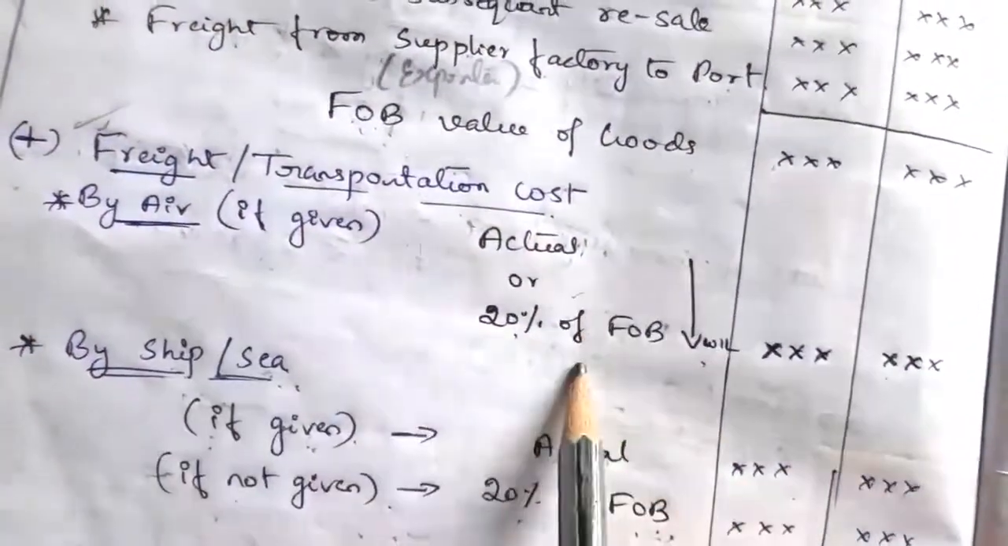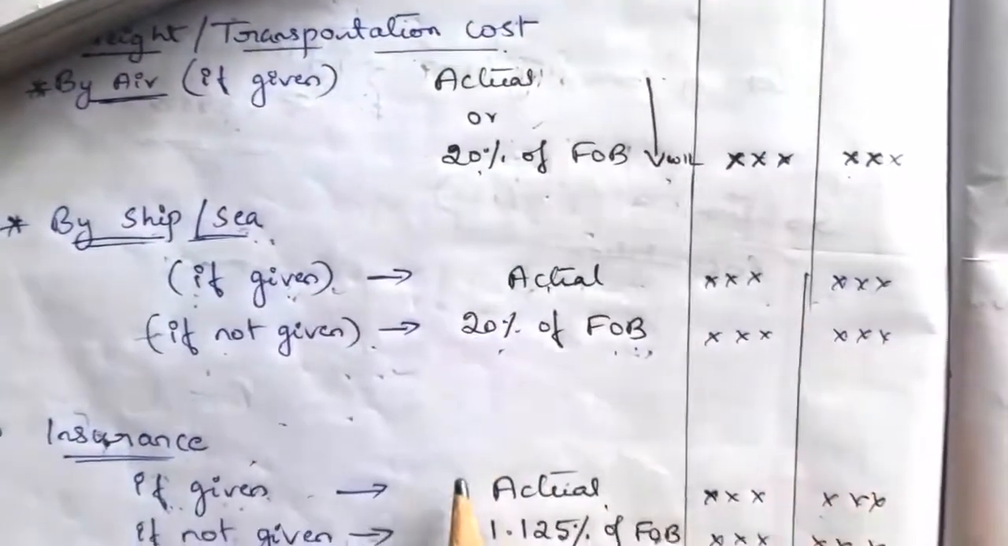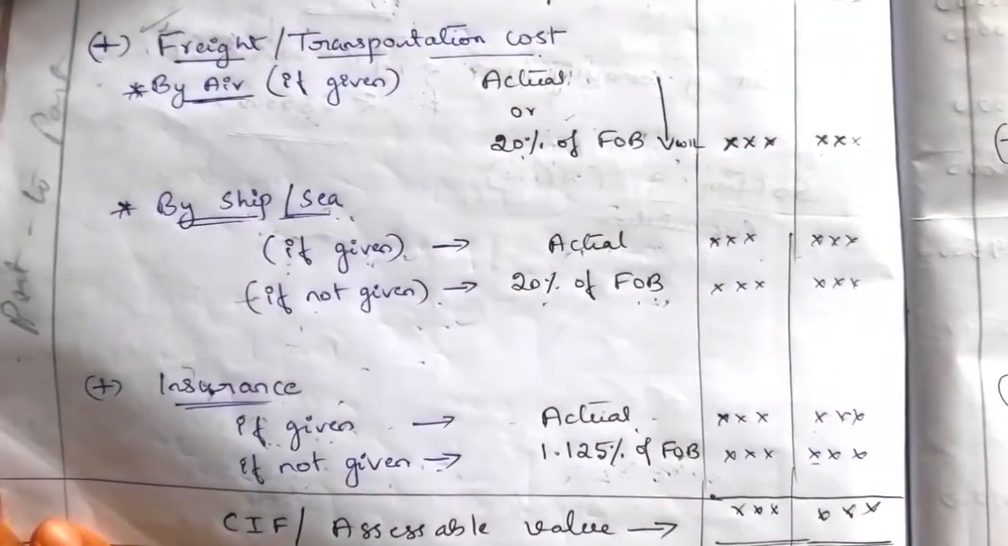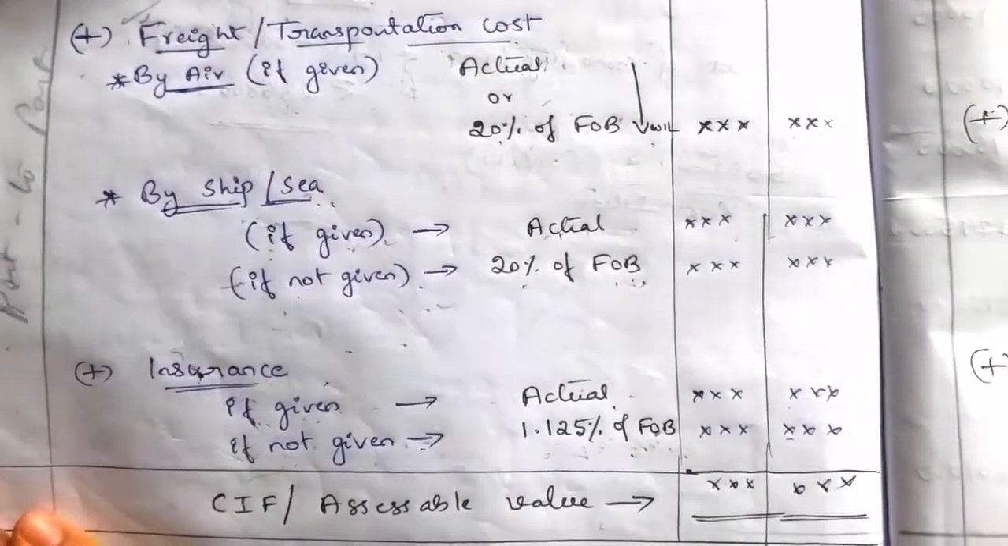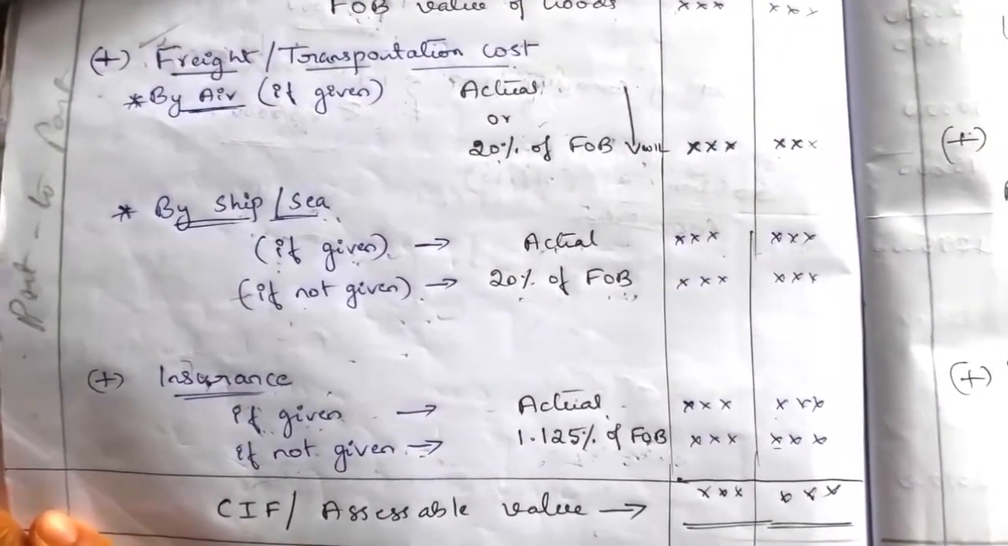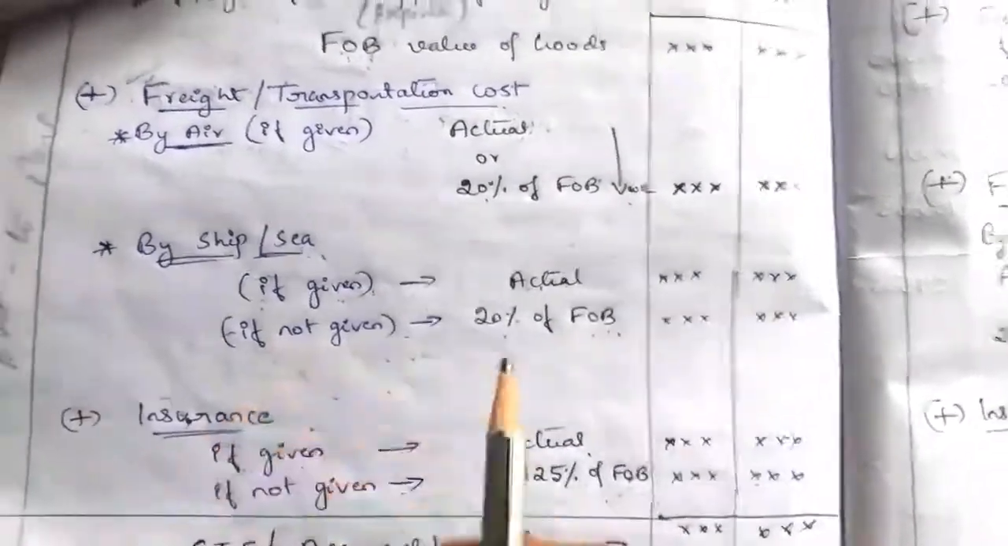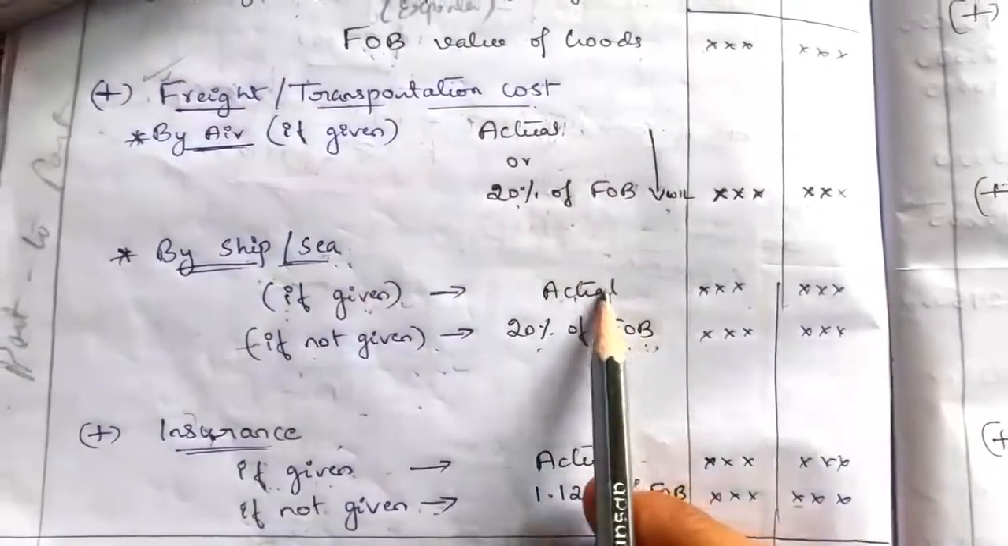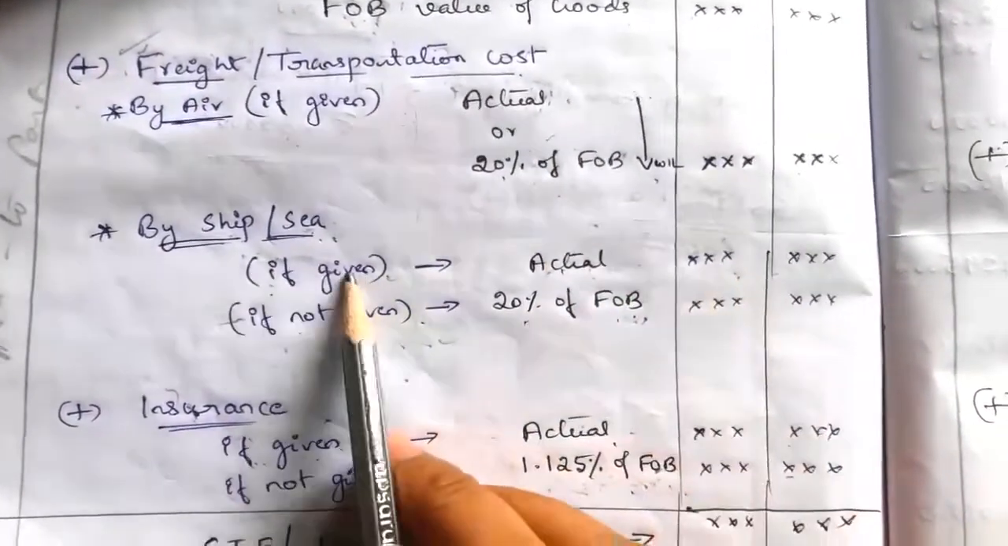Okay, we have to apply this condition, or else we can take the actual value given in the illustration. If there is no information about whether they have imported by air or ship, then we have to assume that the transportation is by ship. The actual given value we have to take.